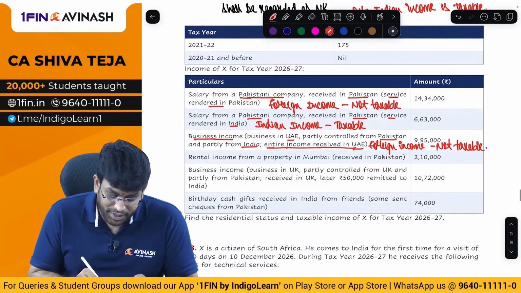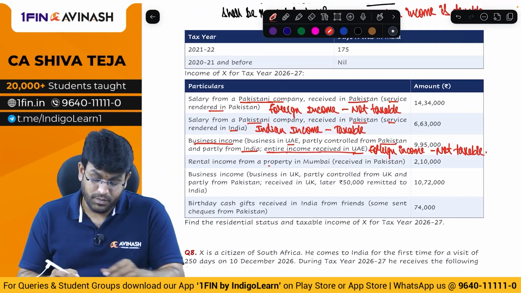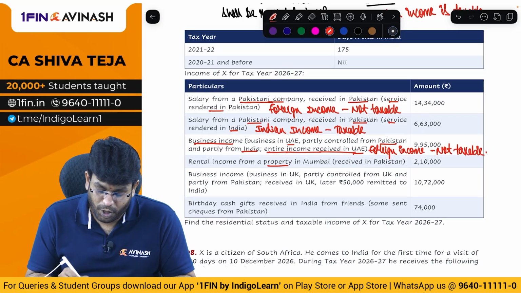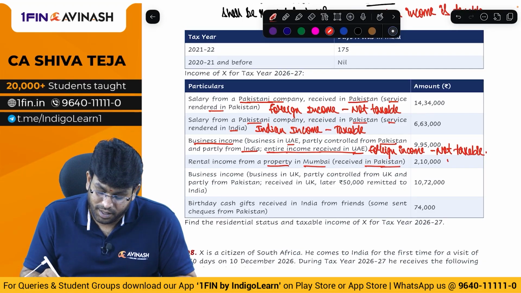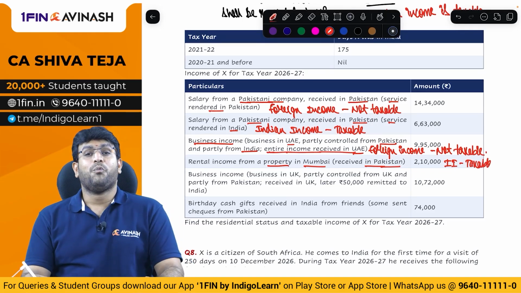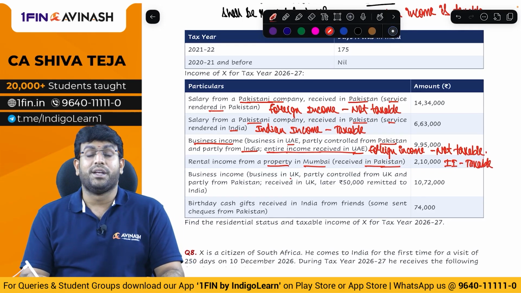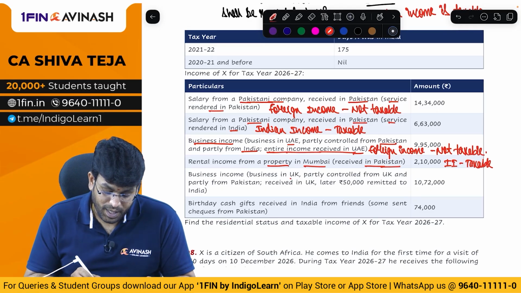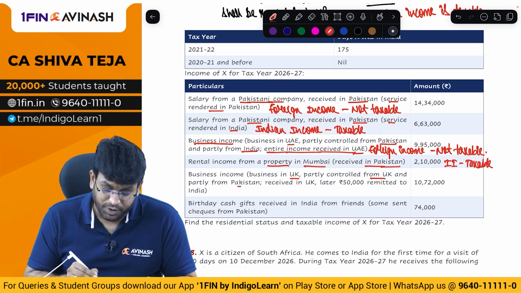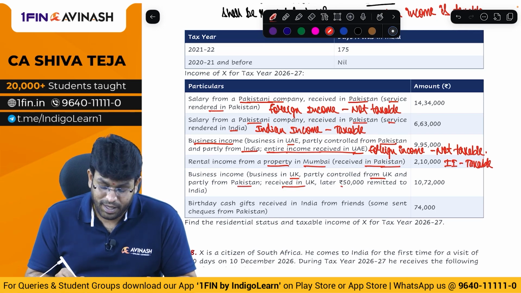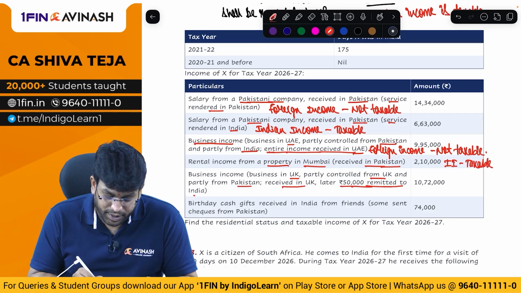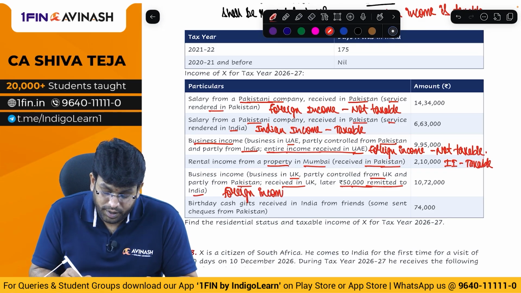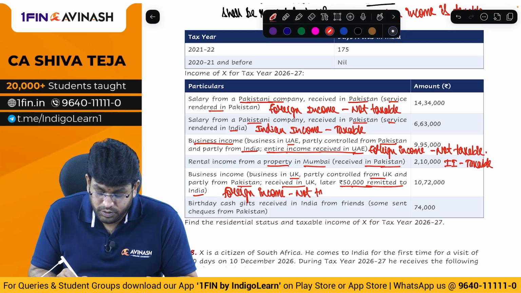Next, rental income from property. Next point, rental income from property in Mumbai received in Pakistan. This is definitely an Indian income and it will be taxable. Why it is Indian income? Because property is in Mumbai. Next question. Business income. Business is in UK, partly from UK and partly from Pakistan. Received also in UK. Later on, 50,000 remitted to India. It is foreign income and it is not taxable.